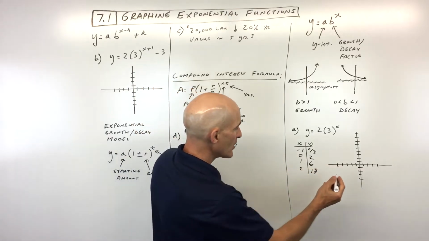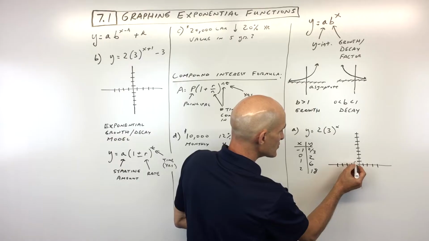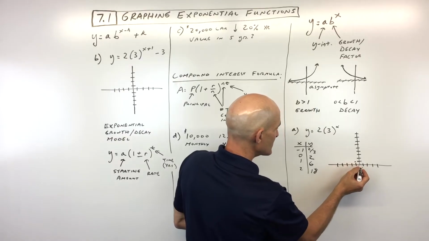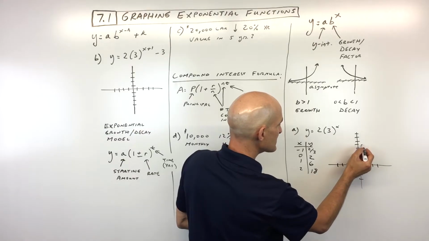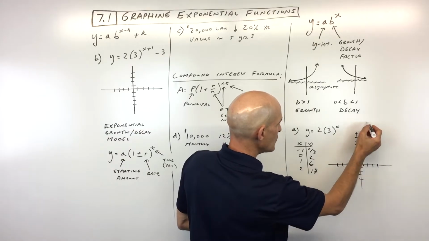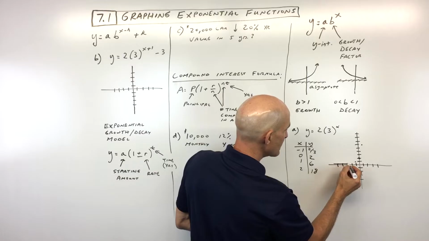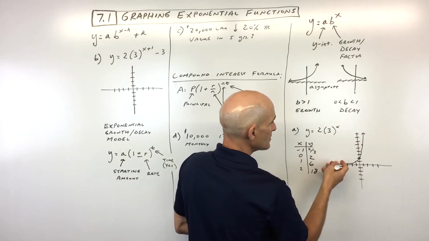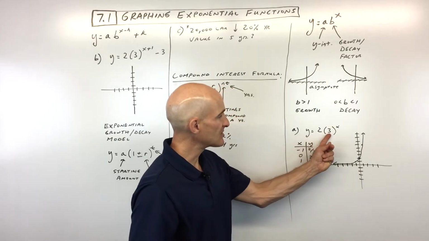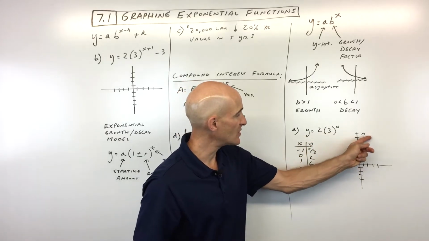So let's go ahead and plot these points. So we have -1, 2/3, which is right about there. 0, 2, 1, 6, and then 2, 18 way up here. So you can see the graph is going to look something like this. But notice that it's growing, it's going up to the right, and that's because the base 3 is greater than 1, so that's an exponential growth.